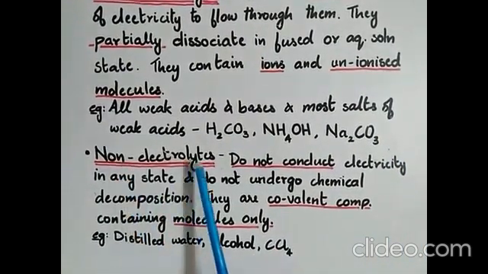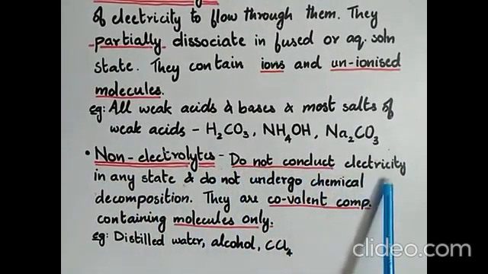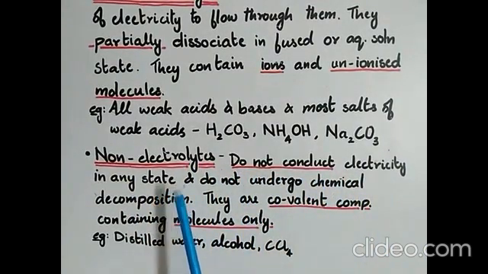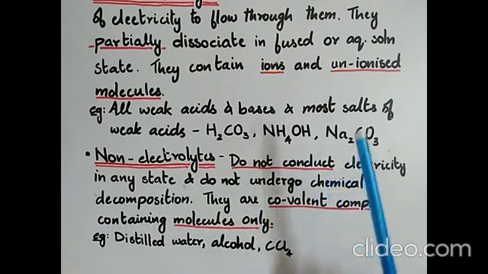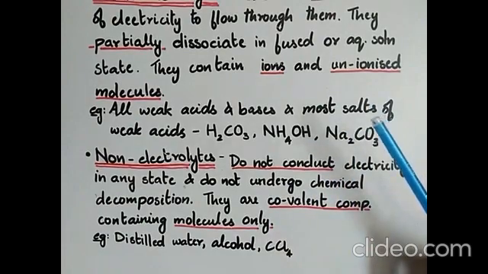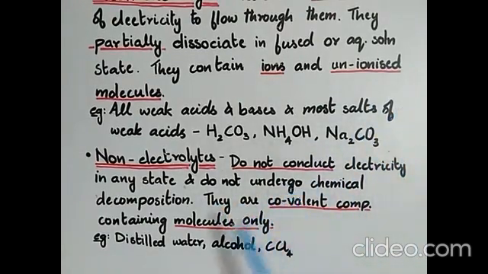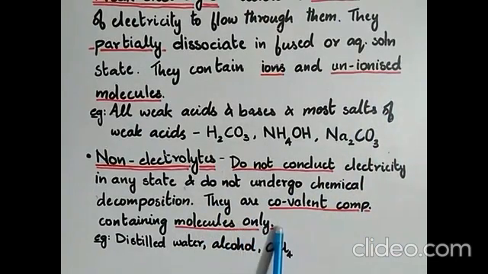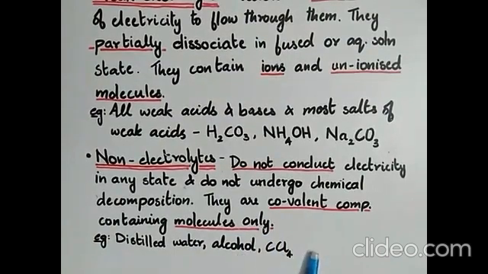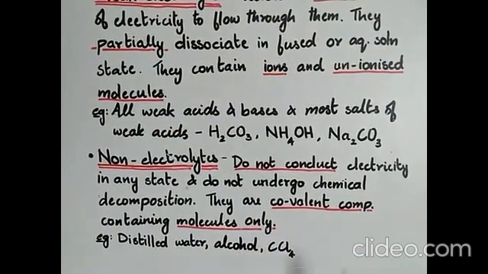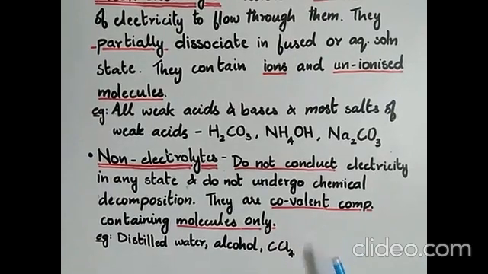The next is non-electrolyte. They do not conduct electricity in any state. In solid state or aqueous state or in molten state, they do not conduct electricity, and they do not undergo chemical decomposition, and they are covalent compounds containing molecules only. So you studied about strong and weak electrolytes. Strong contains ions only. Weak electrolyte contains ions and molecules, whereas non-electrolyte contains only molecules. Only molecules cannot conduct electricity. Examples are distilled water, alcohol, carbon tetrafluoride, and many other covalent compounds can be given as examples for non-electrolytes.